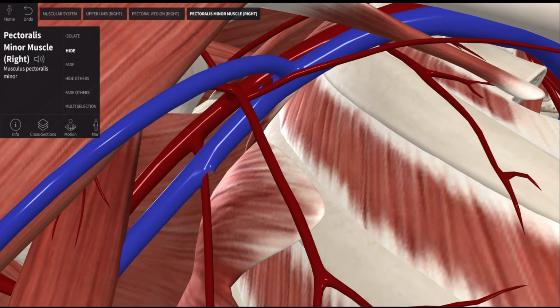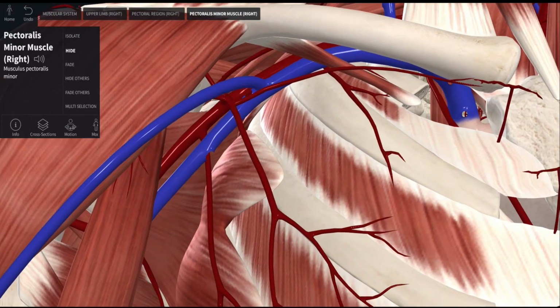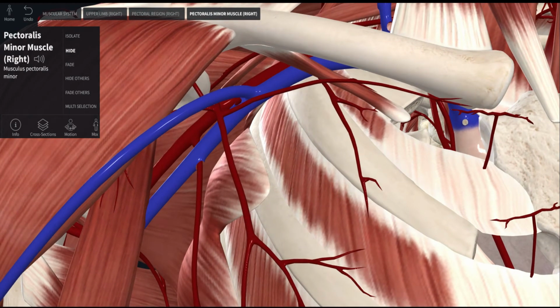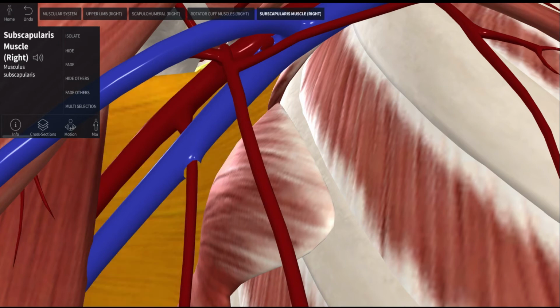What about the anterior relation? Anterior relation, again the same things: skin, superficial fascia, deep fascia, pectoralis major, and in this case pectoralis minor as well, obviously, right? What about the posterior relation? Again, posterior relation, we have brachial plexus, but there is a muscle which is related posteriorly as well. If you see, this is the muscle that I'm talking about. This is the subscapularis muscle.